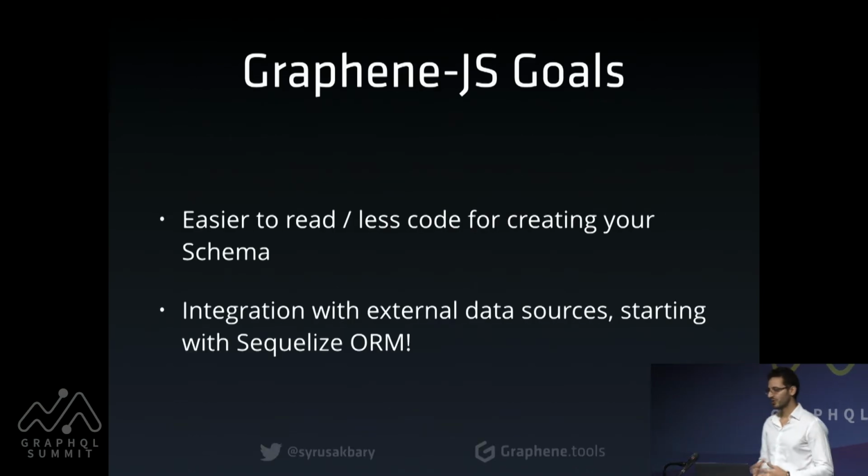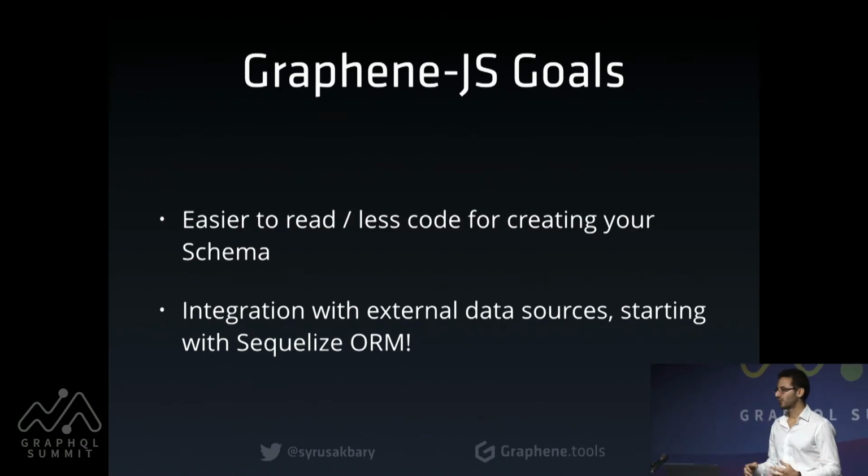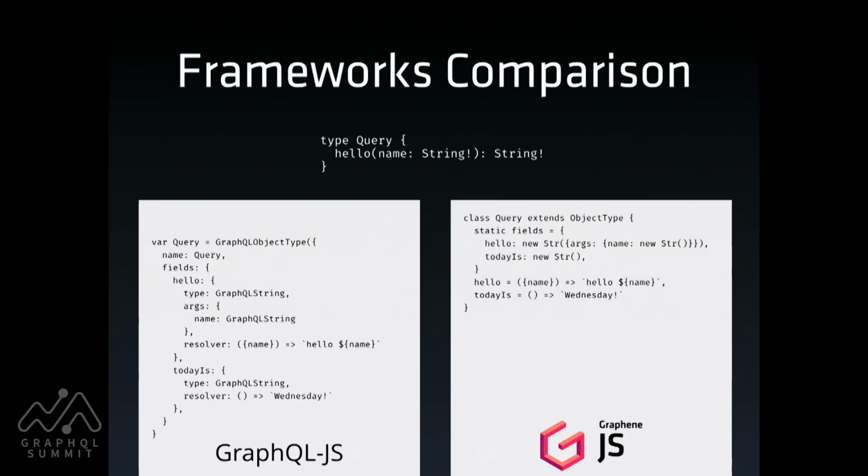So what were the goals that I had when creating Graphene JavaScript? First, it should lead to very easy to read and easy to understand schemas. And then you should have a way to integrate very easily with almost any data source, starting, for example, with the Sequelize ORM.